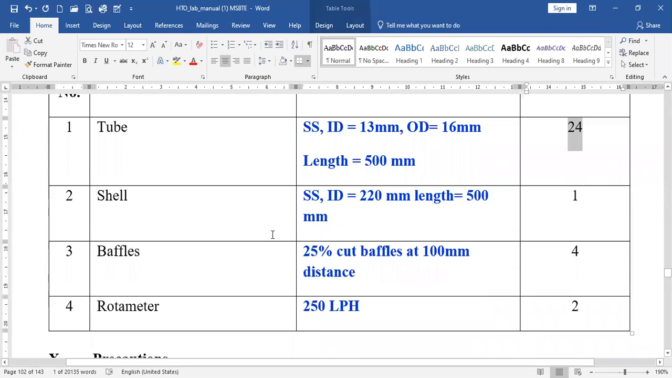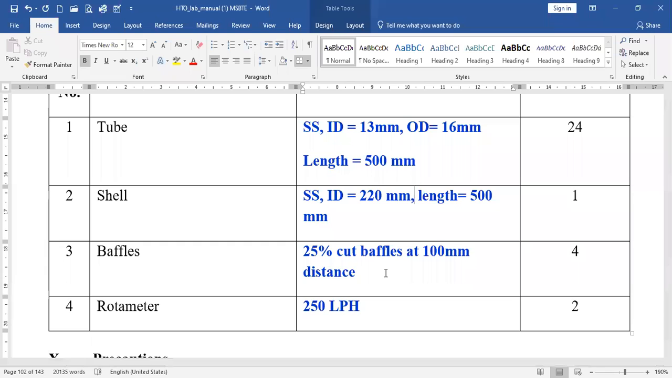Then the shell is also made up of stainless steel, where the ID is 220 mm and length is 500 mm. Then there are 25% cut baffles, 4 in number, having 100 mm distance between these baffles. That is nothing but the baffle clearance. So 100 mm is the baffle clearance, the distance between these 4 baffles.